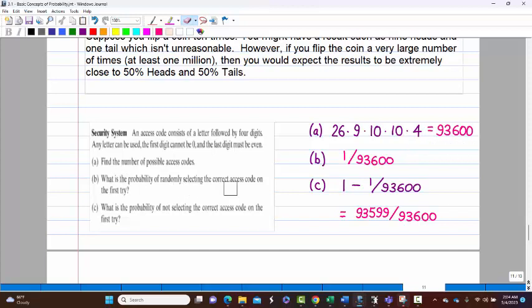93,600. What is the probability of selecting that correct access code in the first try? Now, of course, the assumption here, which would be pretty much common sense, is that it would have to tell you if there was more than one correct access code, but you would assume there was just one. So you would have a probability of 1 out of 93,600 chance of guessing it.